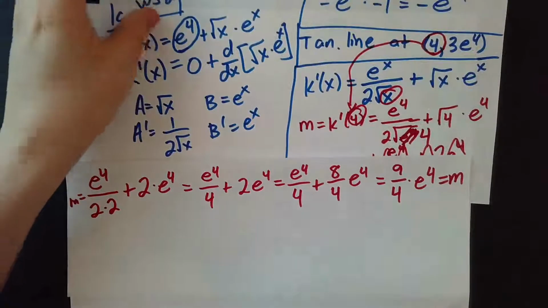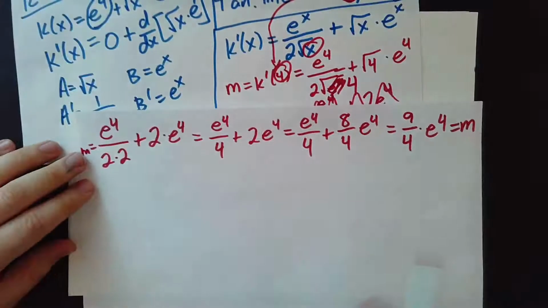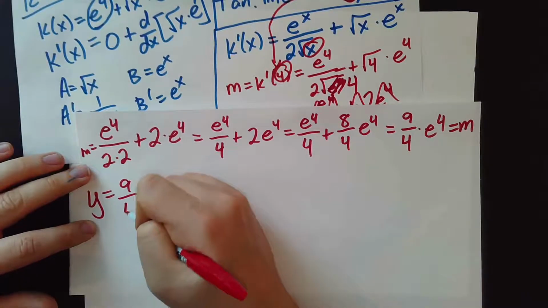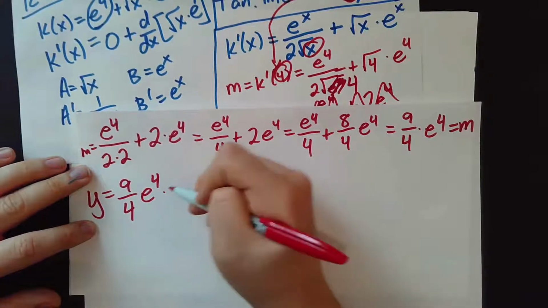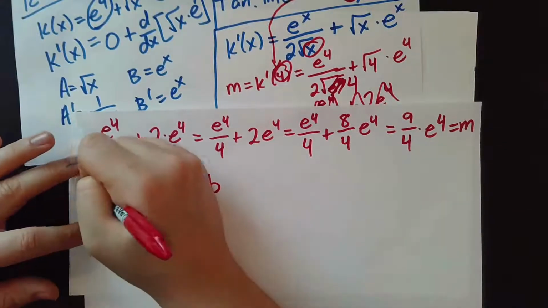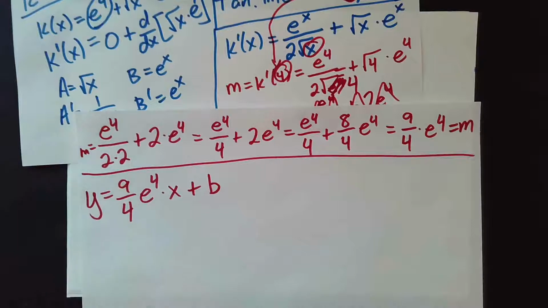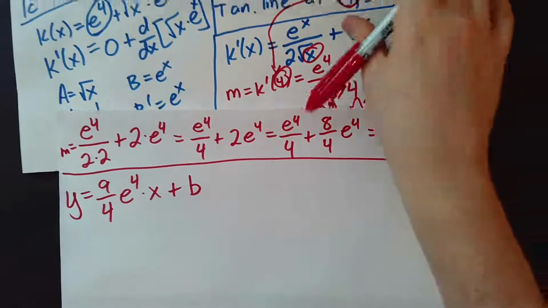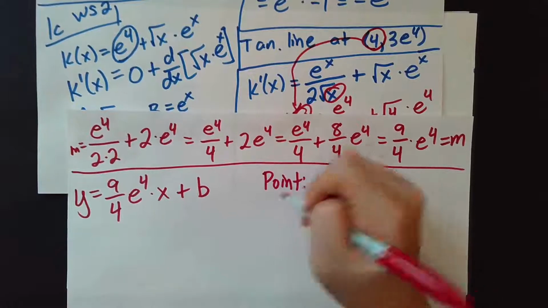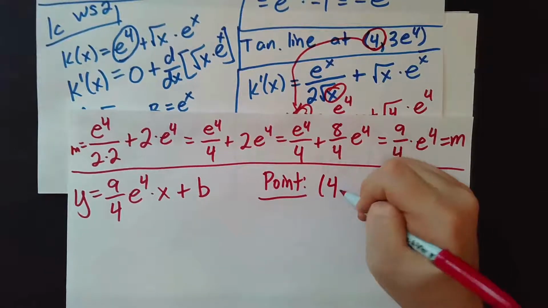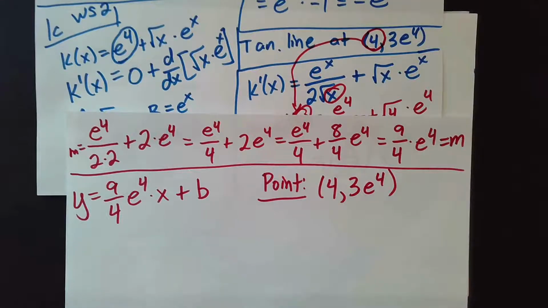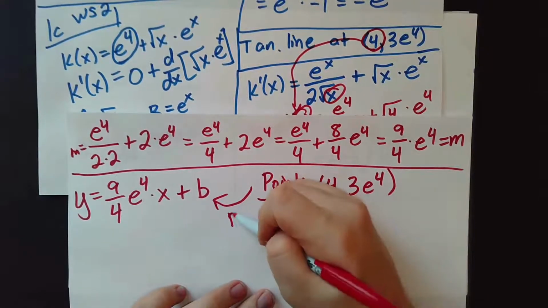So my equation of my tangent line looks like y equals 9/4 e to the fourth times x plus b. And I have to remember I was given one more piece of information, which is that the point this is passing through is (4, 3e to the fourth). Which I'm going to plug into this equation.